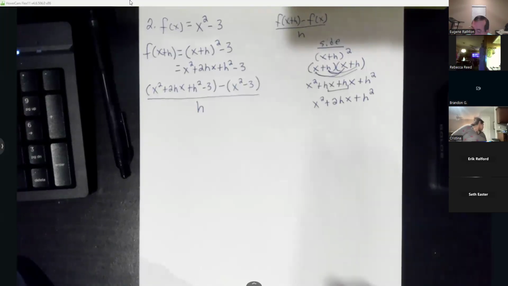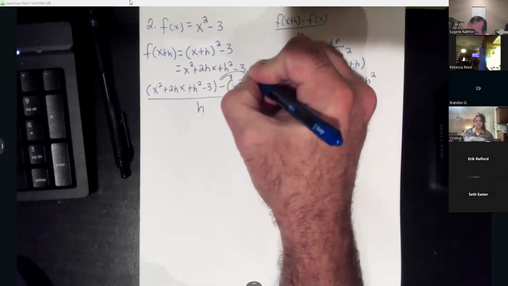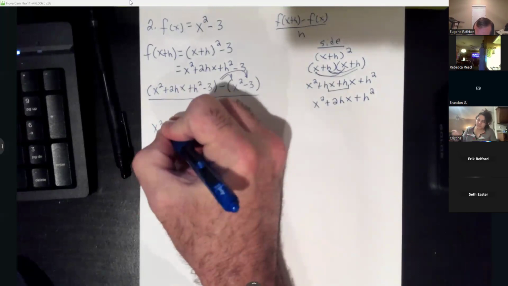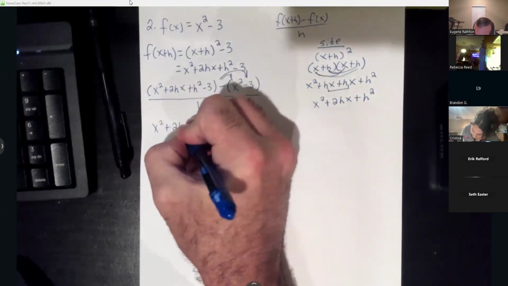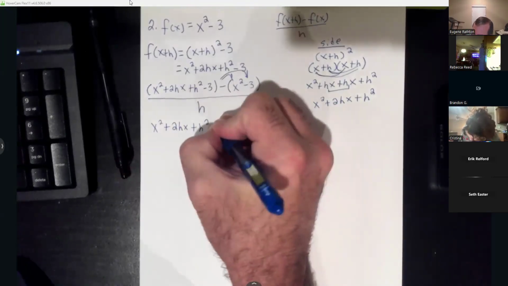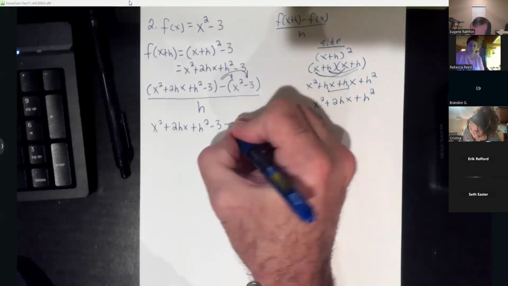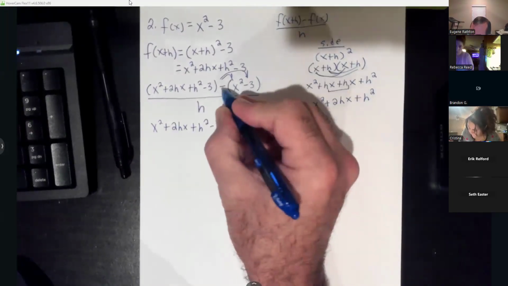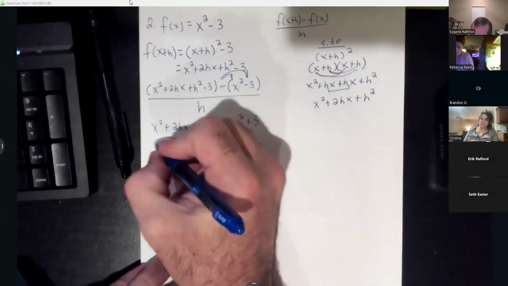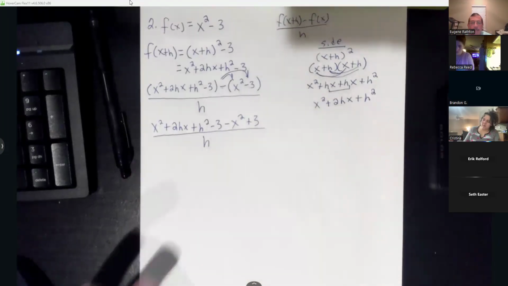All right, y'all, so here we go. We're going to drop parentheses. We're going to distribute that negative. So that gives me an x squared plus a 2hx plus h squared minus 3. Negative times the x squared is a negative x squared. And then that negative times that negative 3 is a positive 3. And y'all, that's all over h.